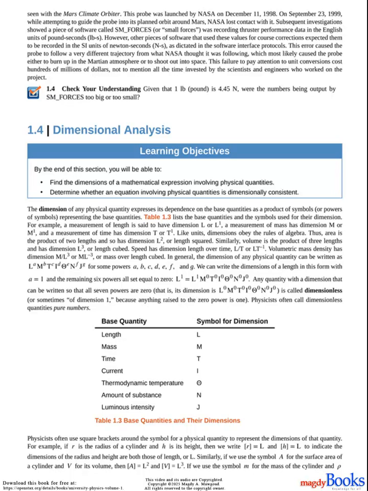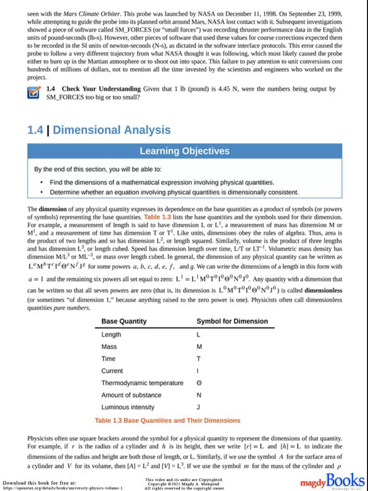Like units, dimensions obey the rules of algebra. Thus, area is the product of two lengths and so has dimension L to the power of 2, or length squared. Similarly, volume is the product of three lengths and has dimension L to the power of 3, or length cubed. Speed has dimension length over time, L over T, or LT to the power of -1. Volumetric mass density has dimension M over L to the power of 3, or ML to the power of -3, or mass over length cubed.